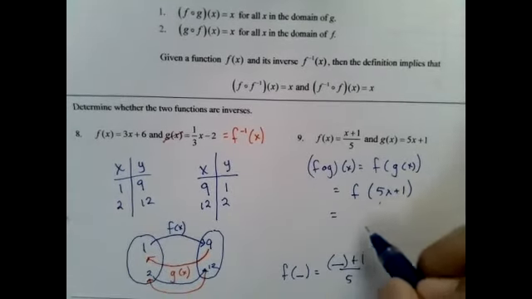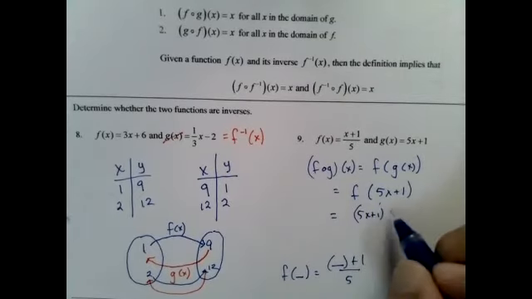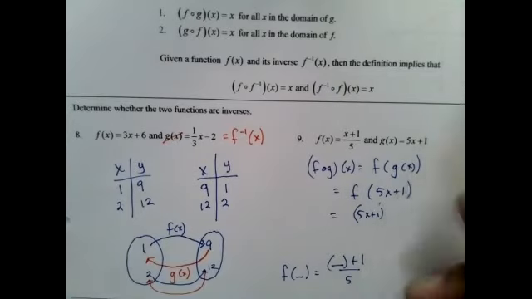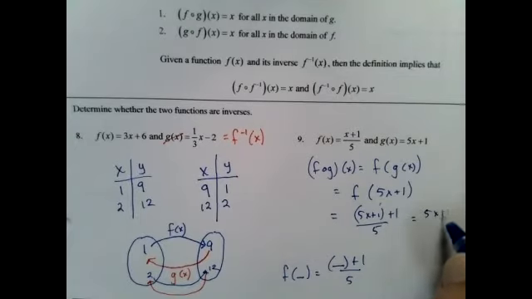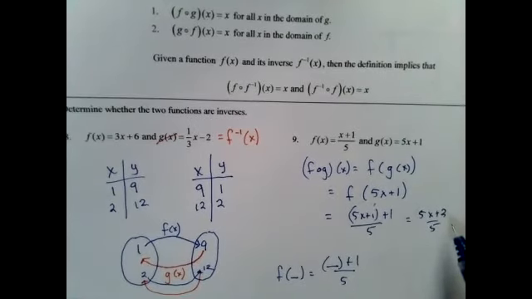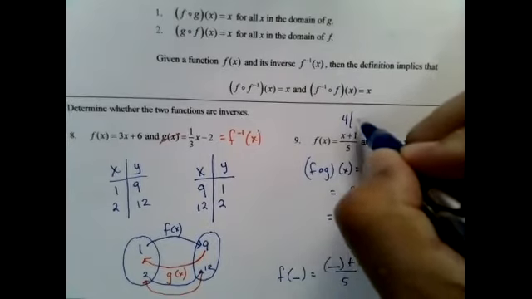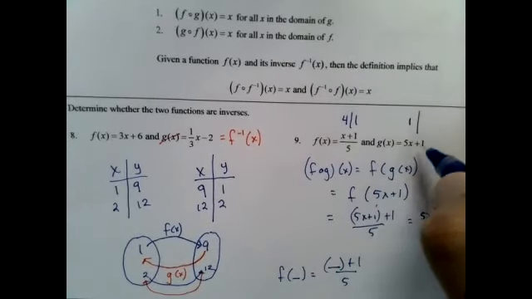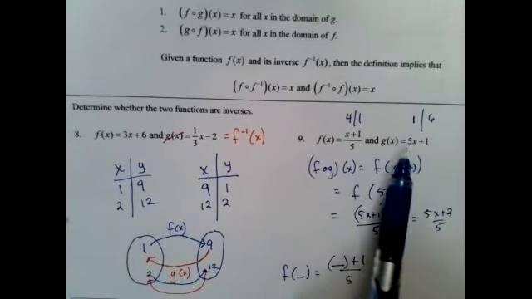Now, let's see if I plug that in. I'm going to get my blah is 5x plus 1 plus 1 over 5. That equals 5x plus 2 over 5. Uh-oh. This should have ended up equaling x, and it did not. So if I pick a number like 4 and I plug it in here, I get 1. But if I plug 1 in over here, it doesn't give me 4. It actually gives me 6. So these two guys are not inverses.